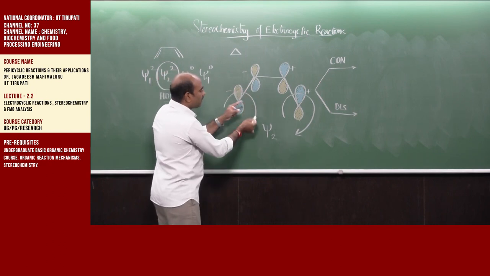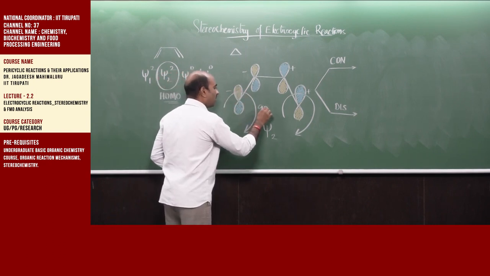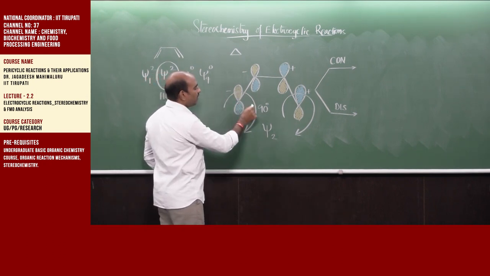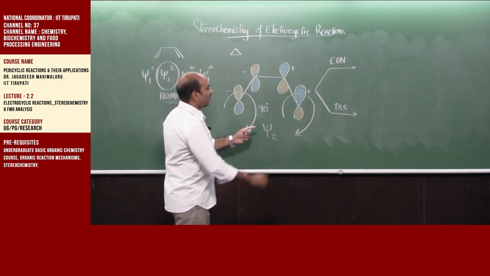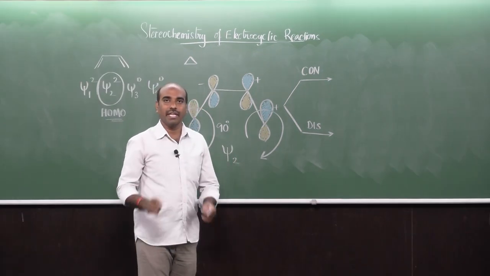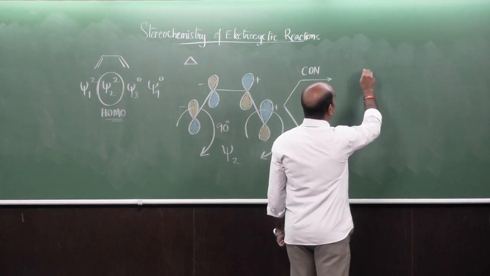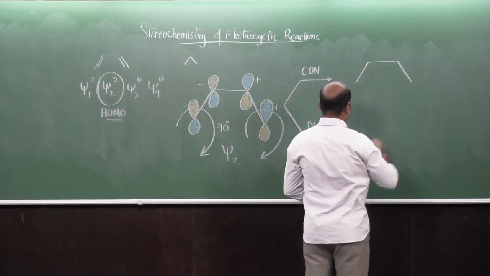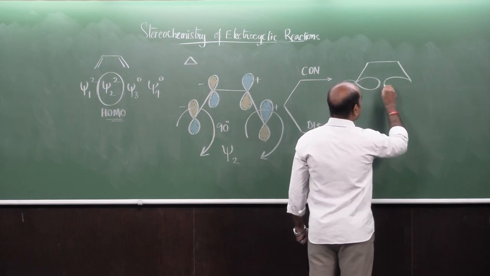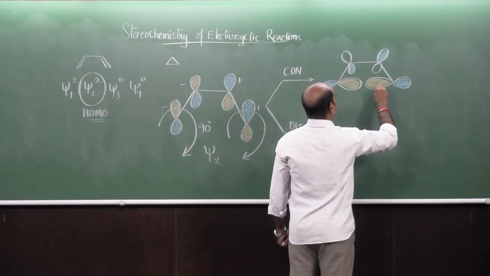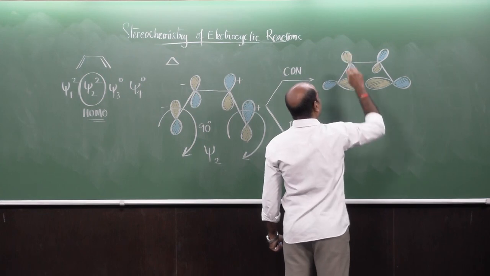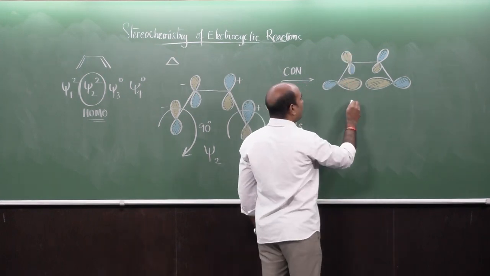What is happening here? On rotating this by 90 degrees, how many degrees do we have to rotate? 90 degrees. On rotating it by 90 degrees, this minus wave function is coming here, and on rotating this by 90 degrees, this minus wave function is coming here. So therefore, it is a bonding mode of interaction. So this is a bonding interaction.